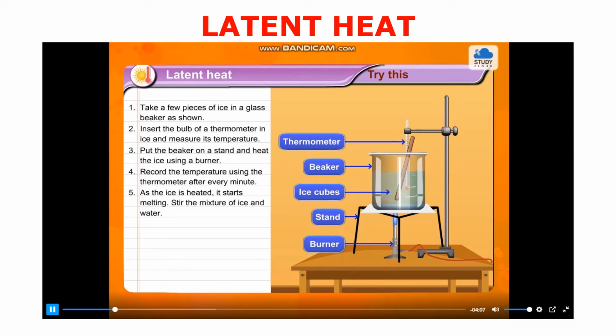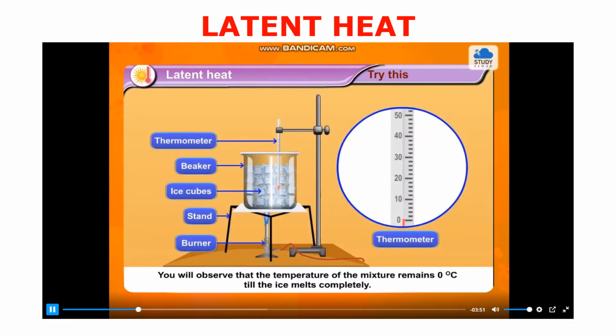Stir the mixture of ice and water. 6. Continue the heating even after ice starts melting. 7. Draw a graph of temperature versus time. You will observe that the temperature of the mixture remains 0 degrees Celsius till the ice melts completely.